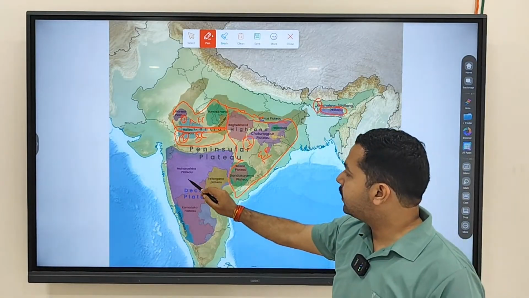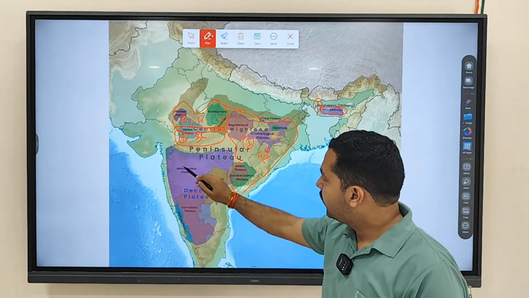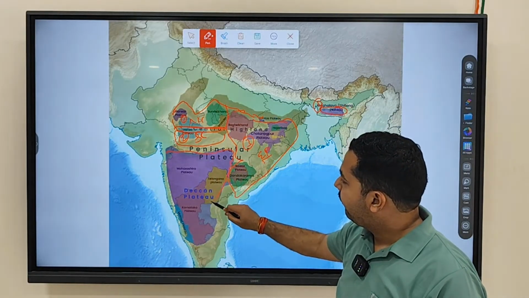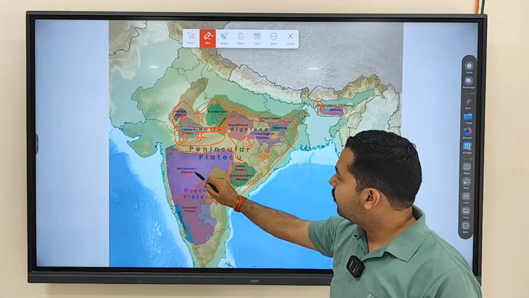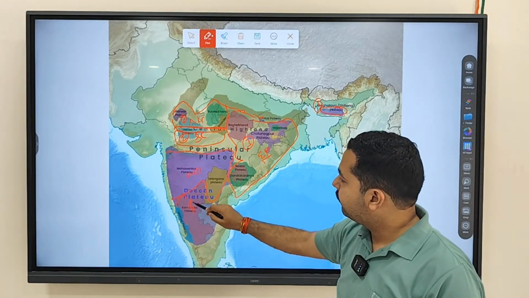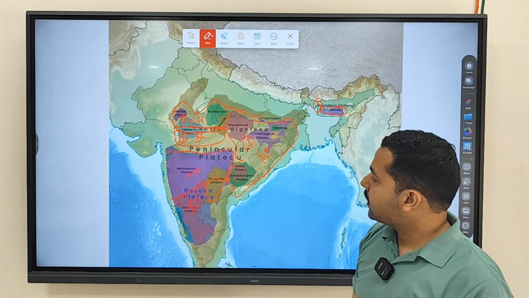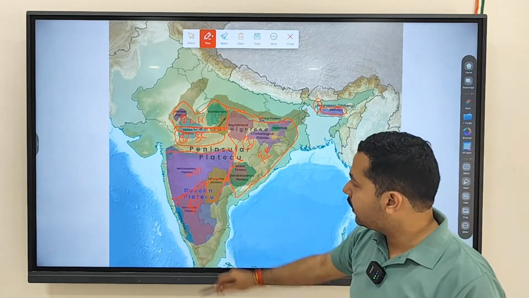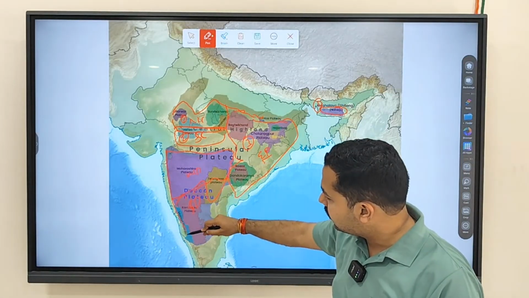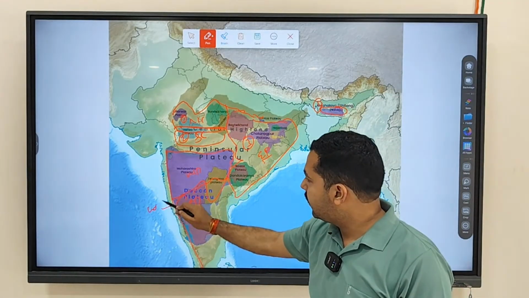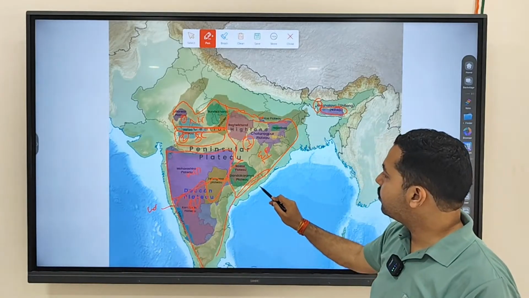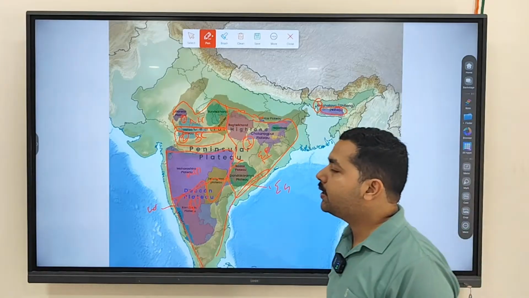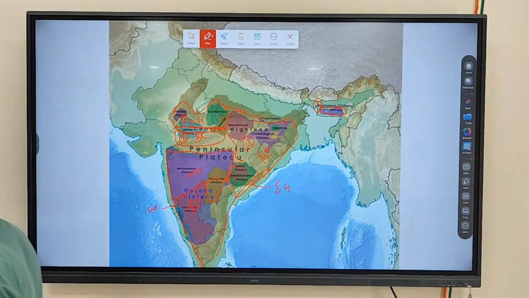Then we discussed the next part, which is referred to as North Deccan, and South Deccan. The upper part is North Deccan, the lower part is South Deccan. And we discussed this ghat is referred to as the Western Ghat, and this ghat is referred to as the Eastern Ghat. So these are the 8 main divisions of your Peninsular Plateau.